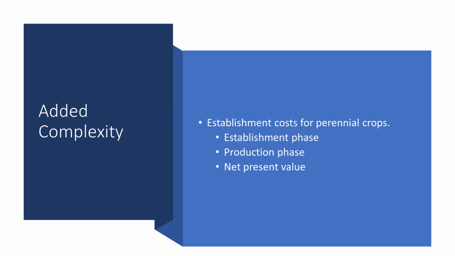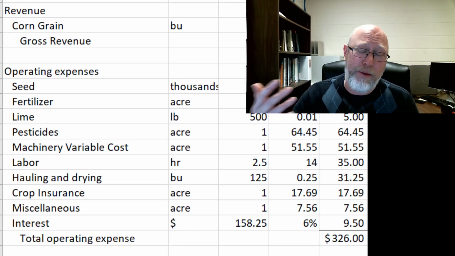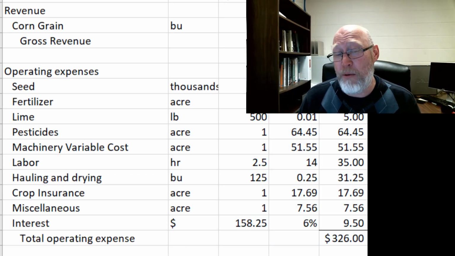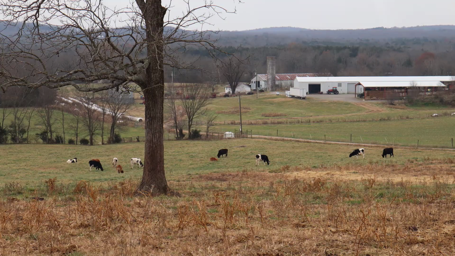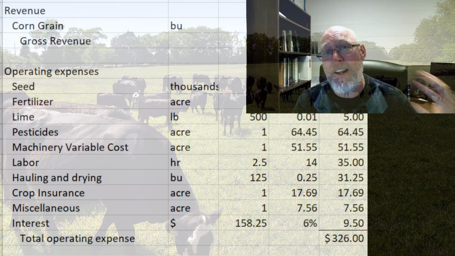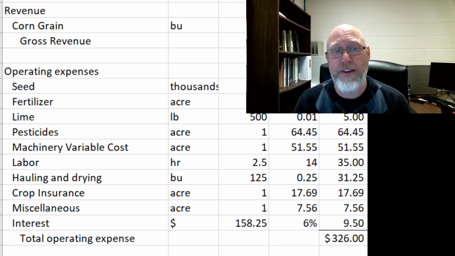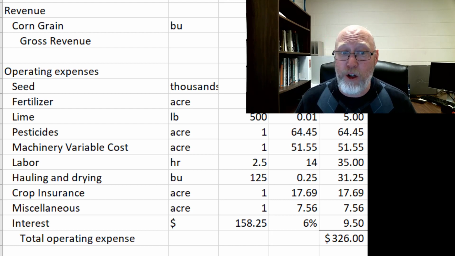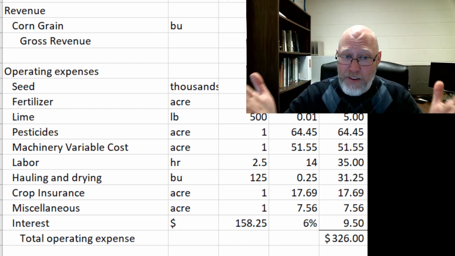Establishment costs for perennial crops. Now, this is interesting because we think about things like trees and blueberries, these kind of things when we think perennial crops, but forages are also perennial crops. If you're grazing your livestock on fescue, that is a perennial crop. There's an establishment phase, a production phase, and there's going to be a net present value calculation. And so you've got to figure out a way in your budget to include the establishment and the production phase in the budget.